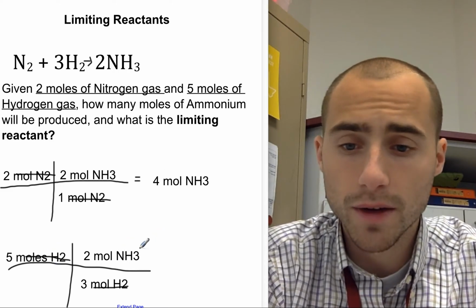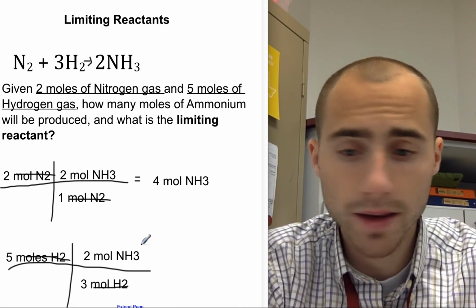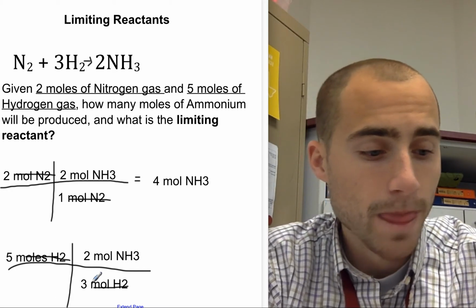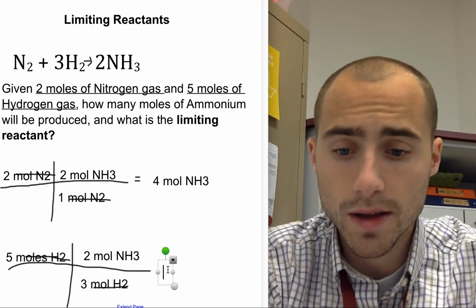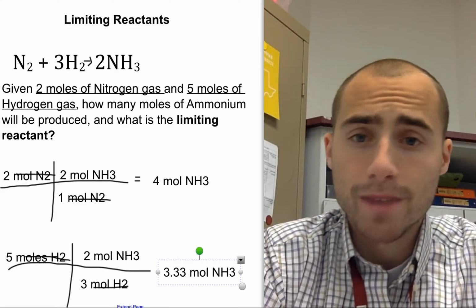And so then I would cross off moles of hydrogen gas, and we've solved for moles of ammonia. So we have to multiply across. 5 multiplied by 2 is 10. So that equals 10. Then we have to divide 10 by 3 because of this 3 on the bottom. The answer we get is 3.3 repeating. So we get 3.33 moles of NH3.